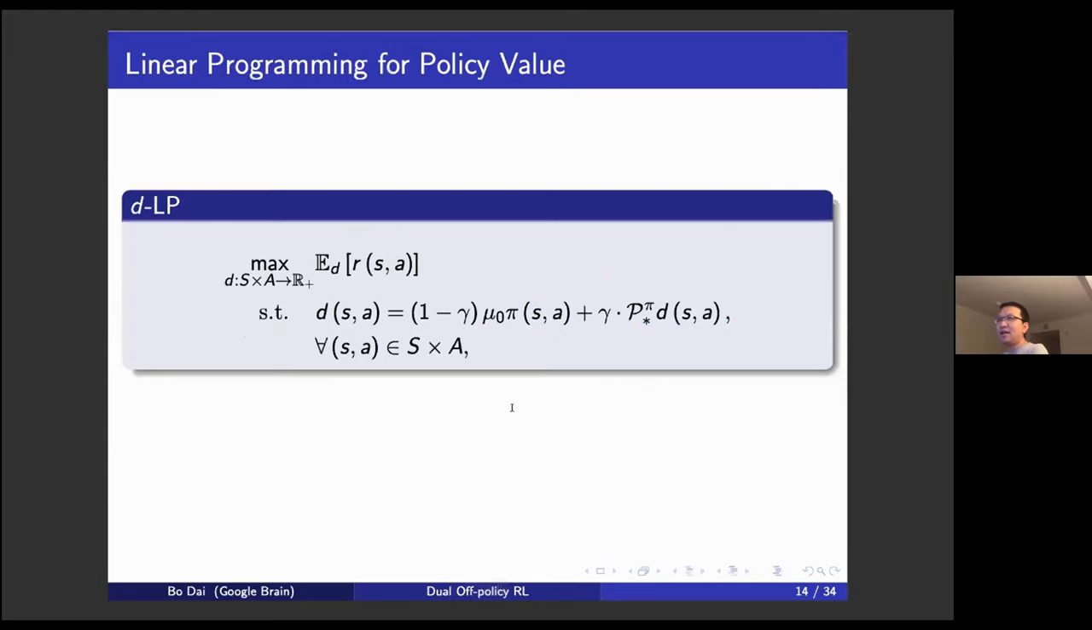If this is the case, based on what we have discussed before, we can rewrite everything into this linear program. If D satisfies this condition, it will be my stationary distribution. So my policy value can be rewritten as the expectation of the reward with respect to D. That's all. Clear? Good. So that's the linear program we want to solve eventually for the policy evaluation.